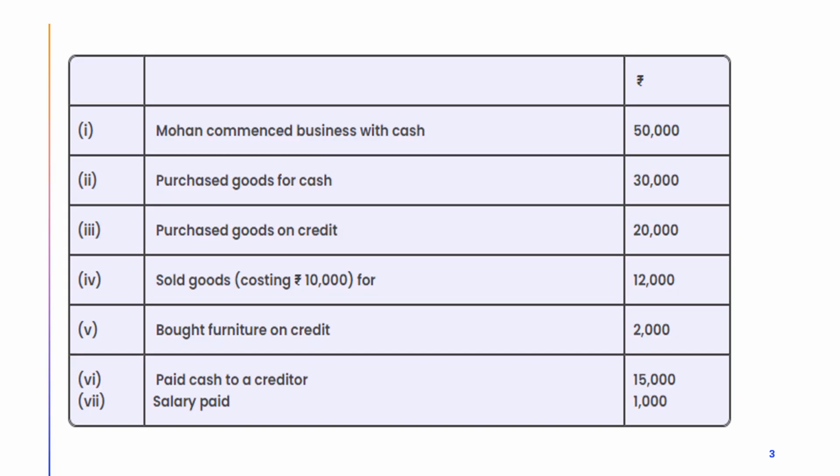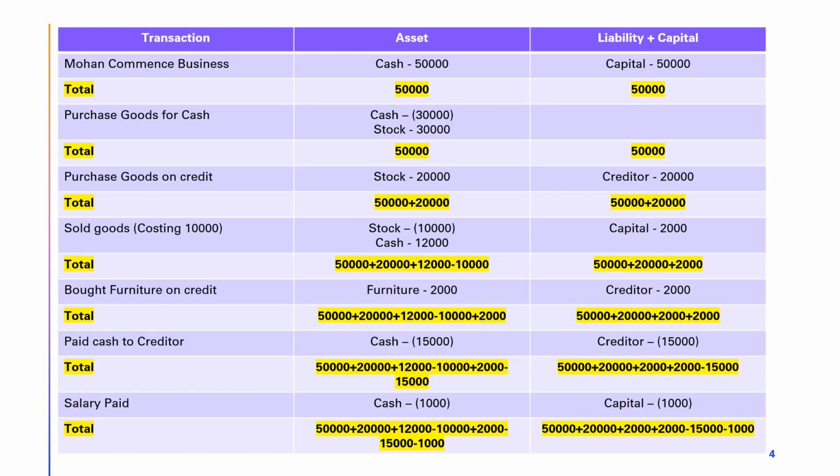Now suppose this is the first sample question. And let's see question 1. There are 7 transactions listed over here, so let's see its solution. Now we will put each transaction into the equation. First is putting of cash into business.